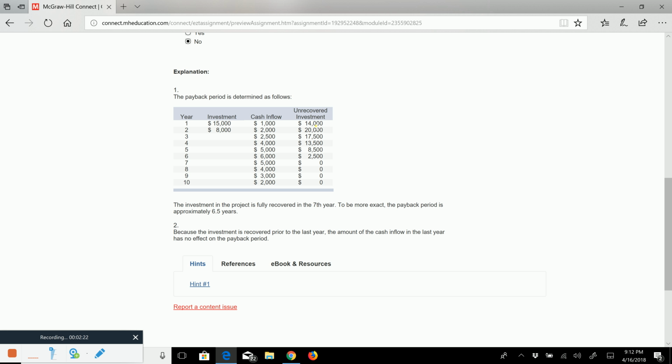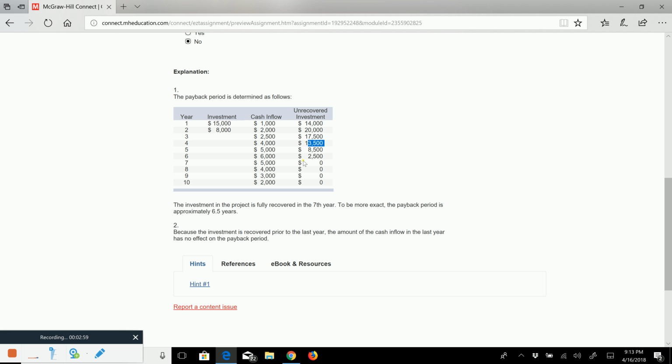need to recover. Now in the next year, we're going to say $14,000 plus another $8,000 cash outflow. Now the 14 plus 8, we have $22,000 that we still have to recover. And if we have a $2,000 cash inflow, 22 minus 2 will give us 20. In year three, no more cash outflow. Now it's all cash inflow. 20,000 minus 2,500, we now have 17,500 unrecouped. The next year, 4,000. We're recouping. Now our unrecovered investment is $13,500.